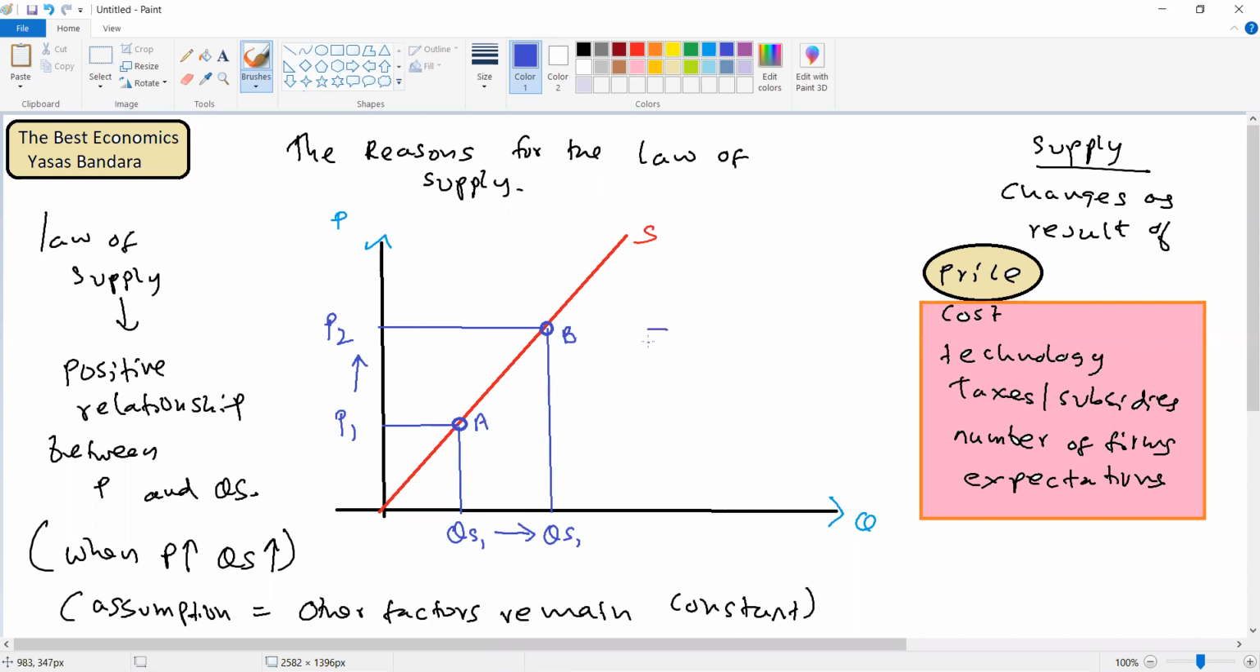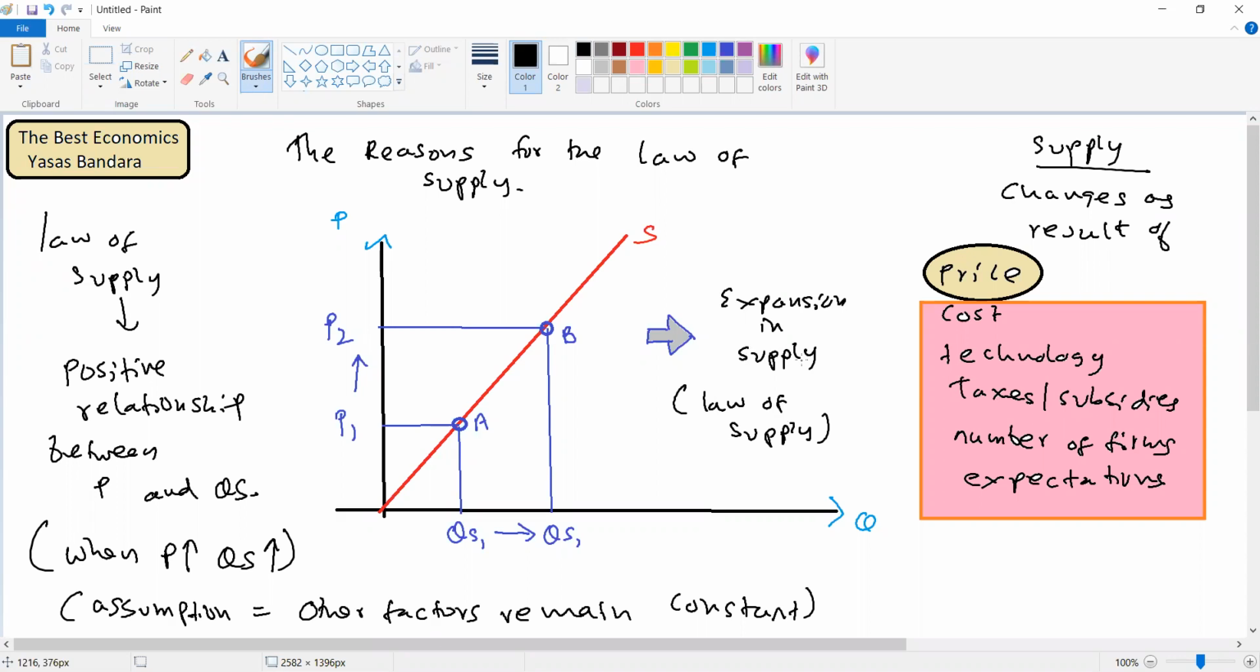Right? We can call this situation an expansion in supply. Expansion in supply. And we can also call it the law of supply. Right, now you have had a simple discussion about what the law of supply is.